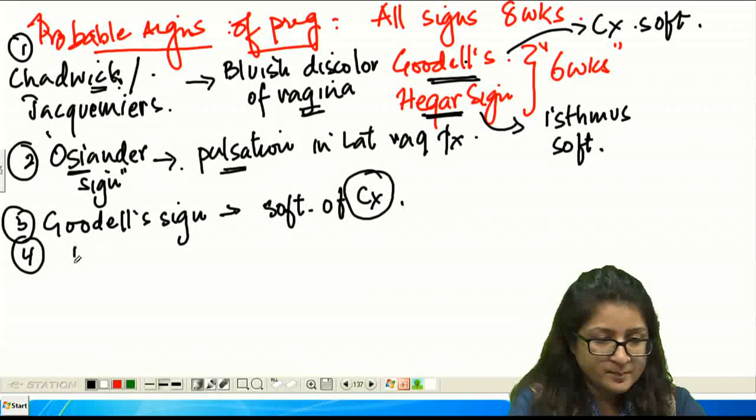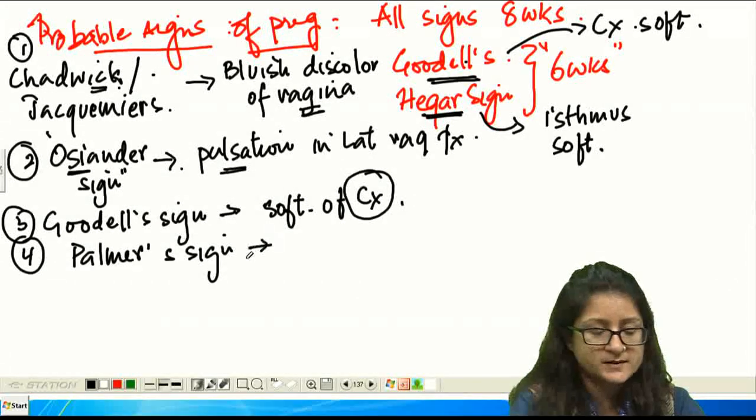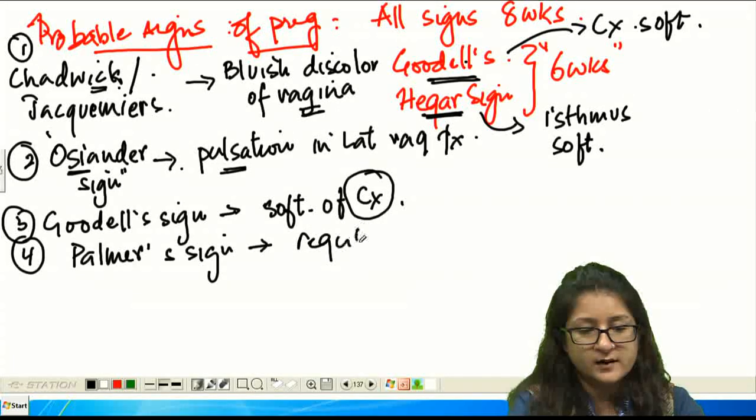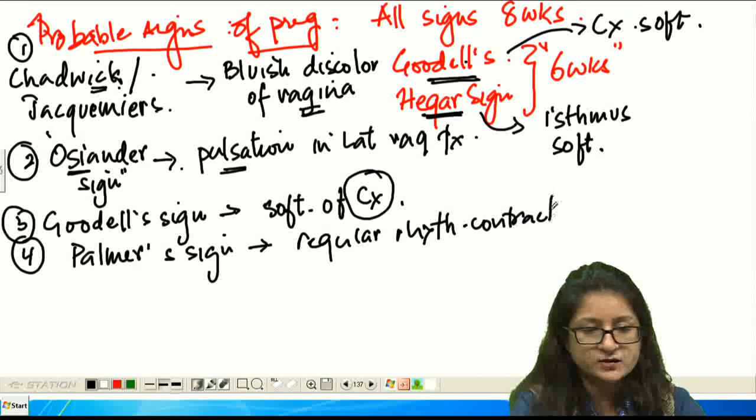Then fourth is your Palmer's sign. Palmer's sign is when you grasp the uterus in between the palms, the uterus has regular rhythmic contractions, that is called Palmer sign.